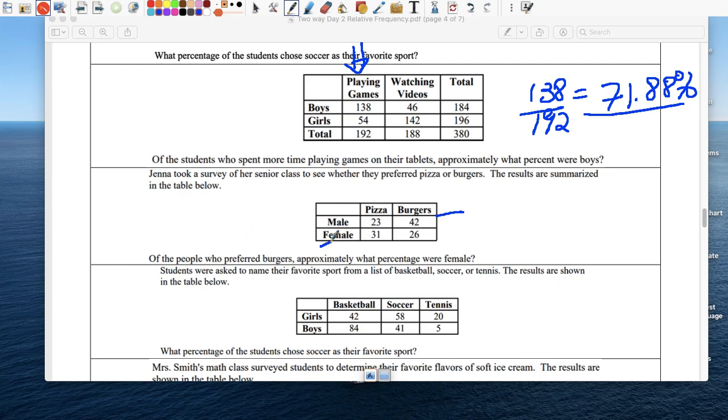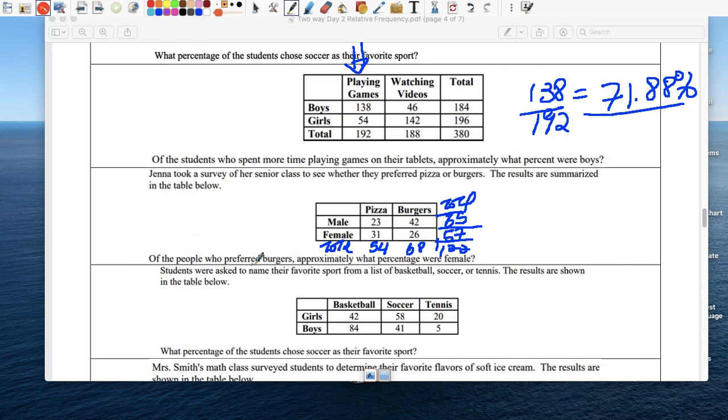Next one. Okay, I need a total. So again, total. So here we have 54. Here we have 68. Here we have 65. And the number of females is going to be 57. If I add that one, I get 122. So I should get 122 both ways, and I do.